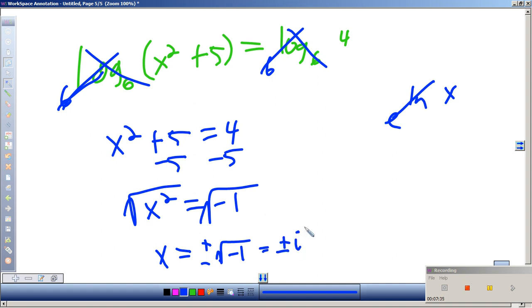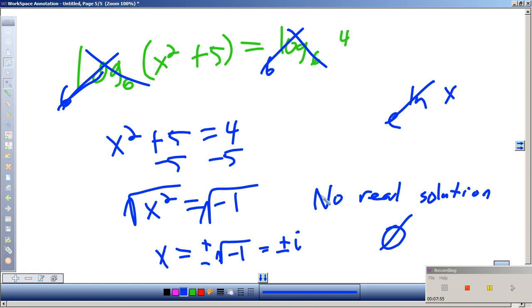That's the same thing. But what if you just put the circle with the slash here? You would want to put no real solution, probably. If you put this, it means that there's no solution at all. However, there is a complex solution.